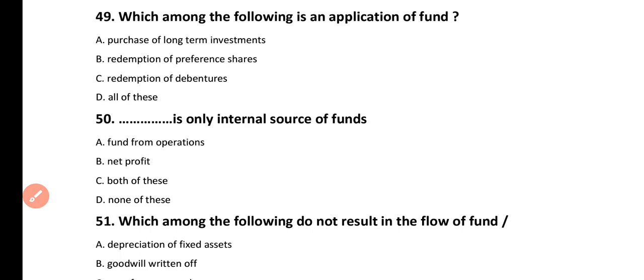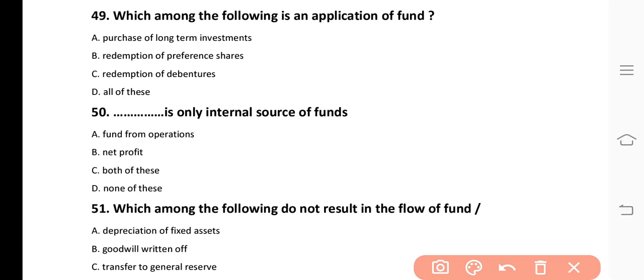MCQs number 49. Which among the following is an application of fund? Purchase of long-term investment, redemption of preference shares, redemption of debentures, all of these. So the correct option is option D, all of these. Purchase of long-term investment, redemption of preference shares and redemption of debentures, all are applications of funds.